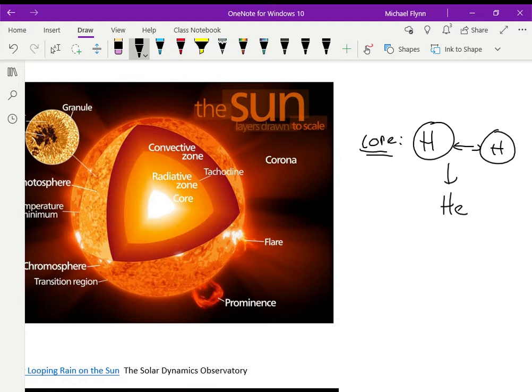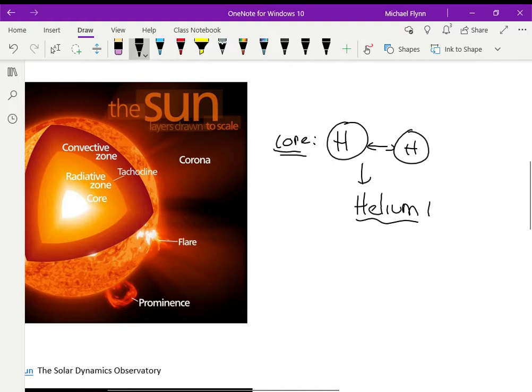Okay? So hydrogen, I'm using the letter H to represent hydrogen, that's on the periodic table. Two hydrogens will join together in the core and form helium. And when they do that, there's a tremendous amount of heat generated in the process. Okay, maybe just two atoms doing it wouldn't be that much. But remember, the sun is mostly hydrogen. Okay, and there is literally trillions and trillions of tons of hydrogen down there in the core.